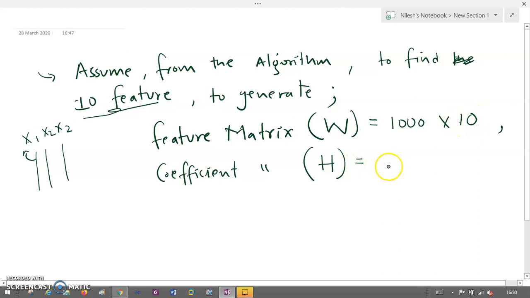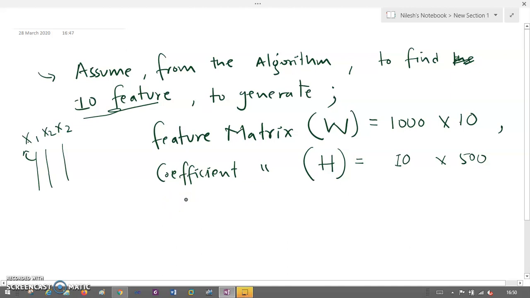And in the coefficient matrix, what I'm going to do is I want 10 rows and 500 columns. This is what I want from the algorithm. So it should generate a W of 1000 cross 10, and it generates H as 10 cross 500. This is what I want from the algorithm.